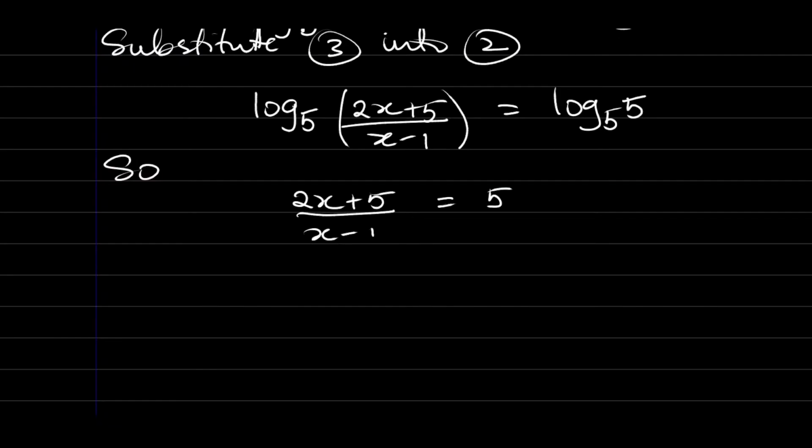And from there, I'm going to multiply both sides by x minus 1. I'm going to have 2x plus 5 on this side. And on the next side, I'm going to have 5 into x minus 1. I'm going to expand. So expanding.